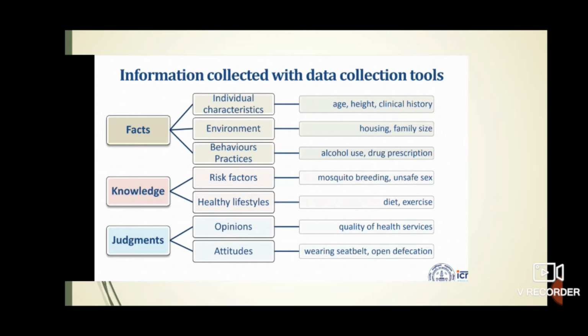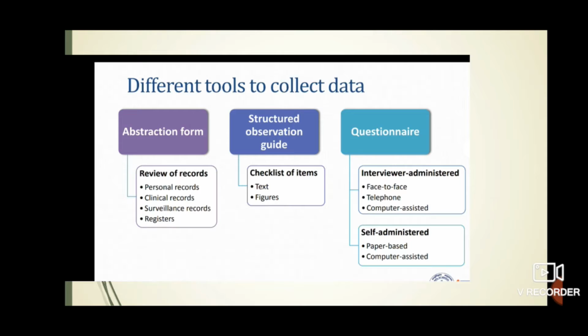The knowledge includes the risk factors in healthy lifestyles like mosquito breeding, unsafe sex, diet, exercise and all. And judgment is the opinion or the attitude of the people, that is the quality of health services, wearing seat belt, open defecation, etc. The different tools of data collection include the abstraction form, which includes review of records like personal records, clinical records, surveillance records and registers.